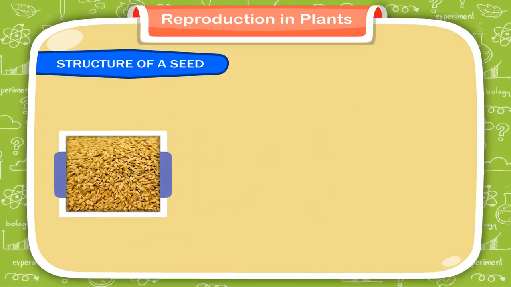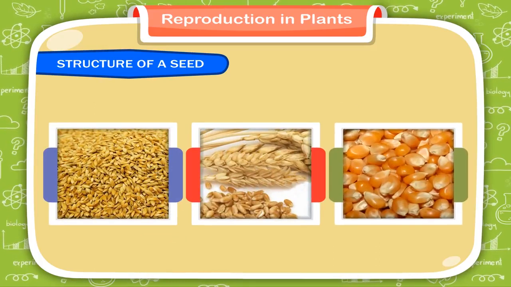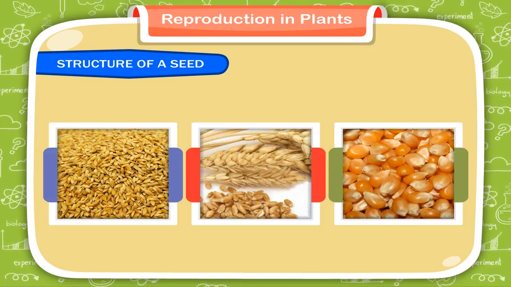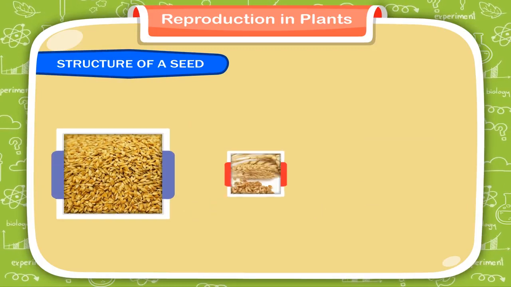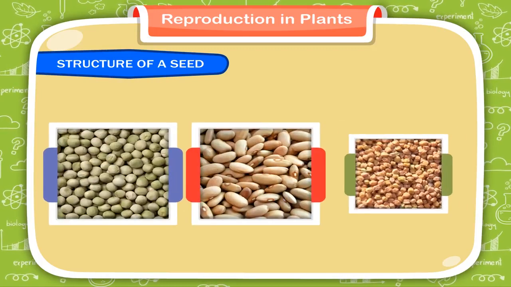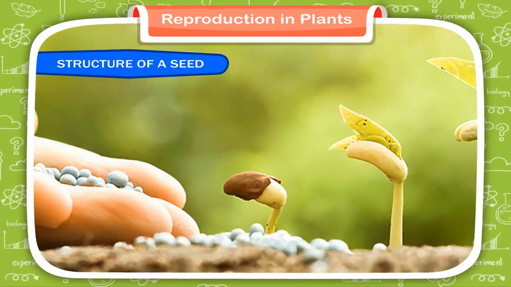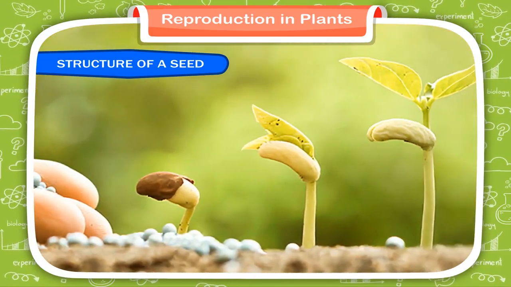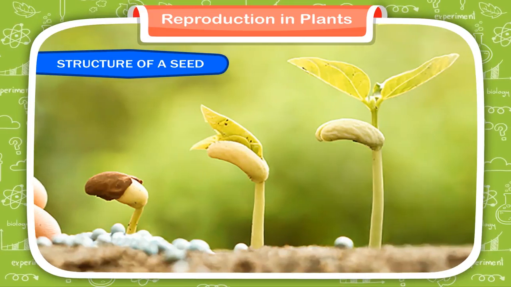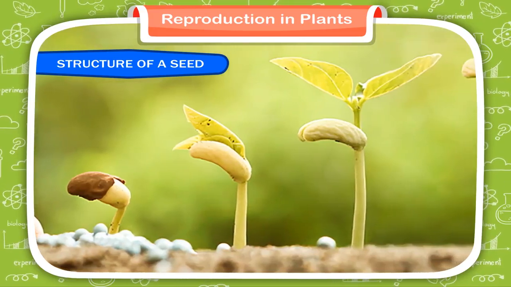Some seeds like rice, wheat, maize that belong to the grass family have only one seed leaf, whereas seeds like peas, beans, grams have two seed leaves. The baby plant remains inside the seed till it gets favorable conditions to grow.